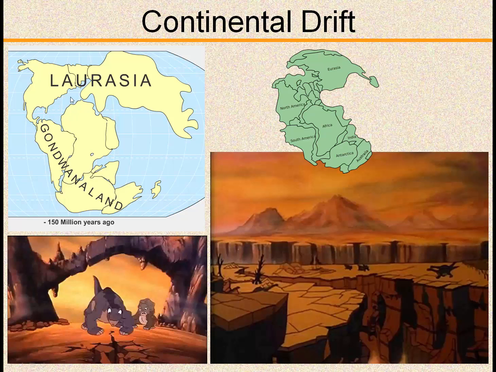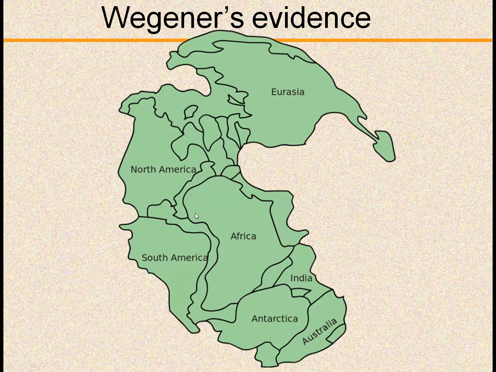And then eventually the Atlantic Ocean starts opening between South America and Africa, and then we get an Atlantic Ocean. As the Atlantic Ocean gets larger, the Pacific gets smaller. Wegener's evidence: he started with Pangea.